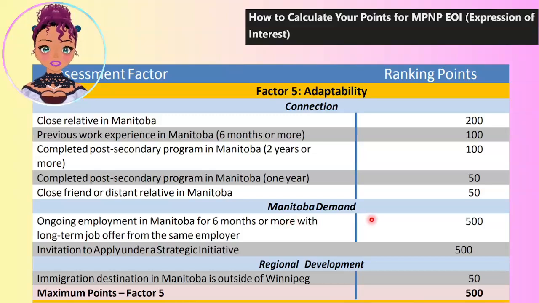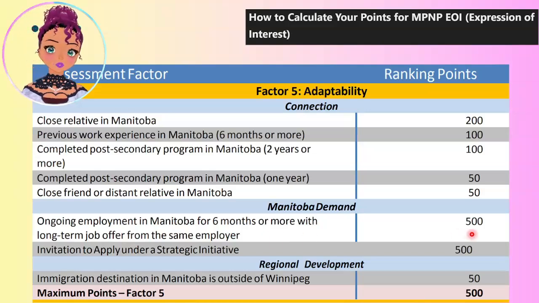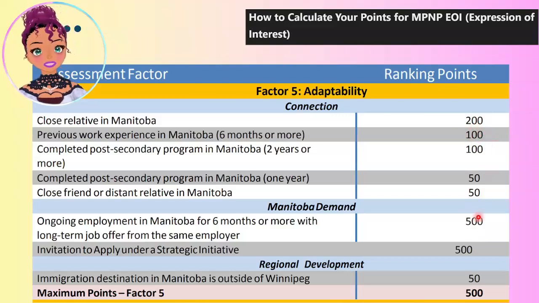When you look here for the Manitoba demand, and that having to do with ongoing employment in Manitoba for 6 months or more with at least a year job offer for the same employer, that alone will give you 500 points. If this is not your reality, then you need to establish connection in other areas. However, the maximum you can get is 500. So if this is your reality, you would have copped the 500 anyway. If this is not your reality, then you'd have to make up points elsewhere. Okay, so that's the adaptability factor.